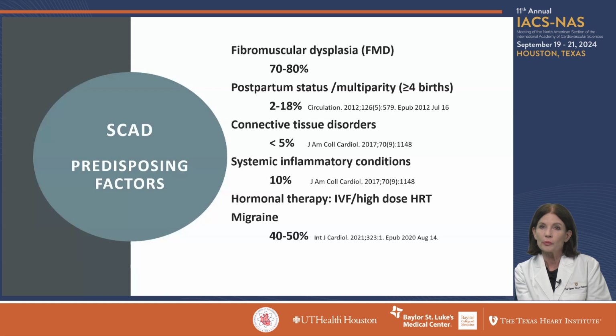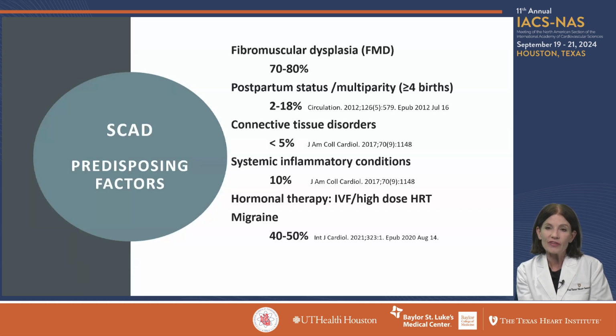So if we talk about what are the predisposing factors for SCAD, certainly fibromuscular dysplasia is found in 70 to 80% of patients who have SCAD. Of note, postpartum status and multiparity, more than 4 prior pregnancies, increases the risk for SCAD and have been found in about 2 to 18%, depending on the registry that we look at. Connective tissue disorders, which include Ehlers-Danlos syndrome most commonly, Marfan syndrome or Loeys-Dietz, are very rare.